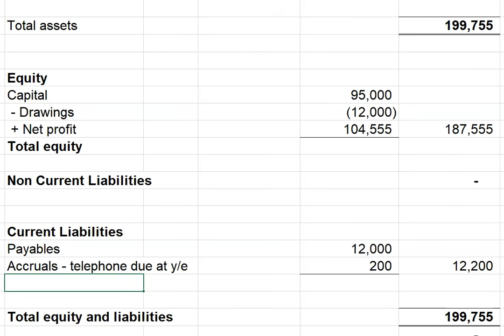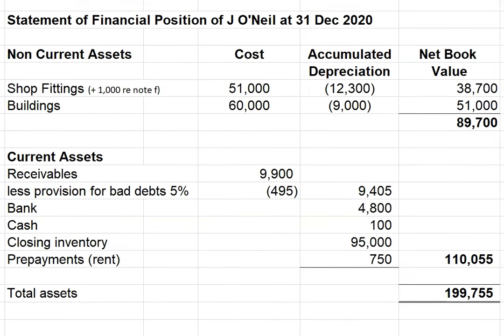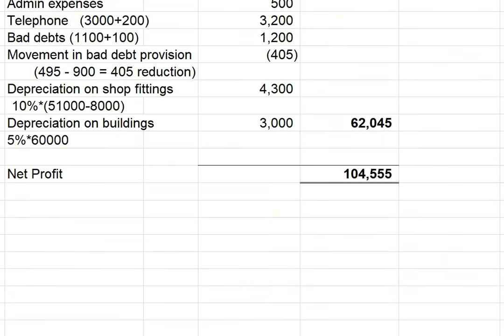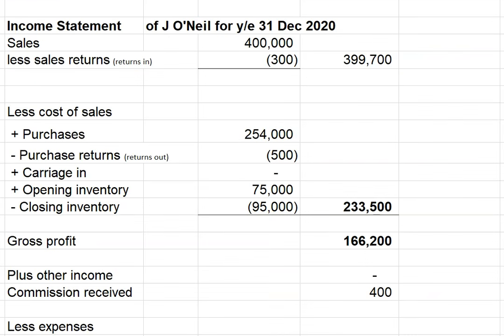So, I'll just scroll up to the assets so you can see them. It's important to put in the title, the name of the person, and the year end. There'll be marks going in a question for doing that. And here's the income statement.